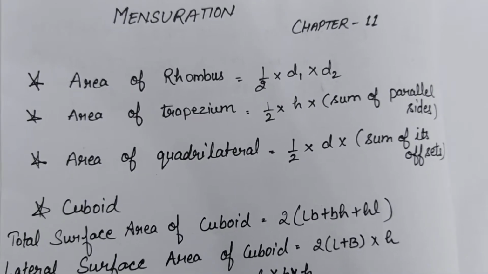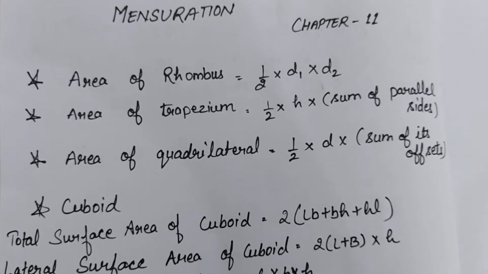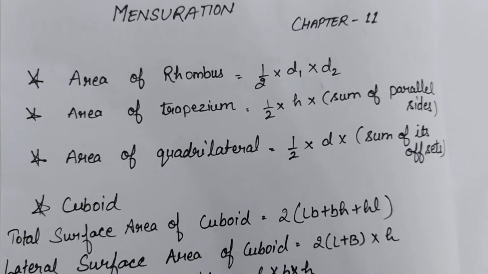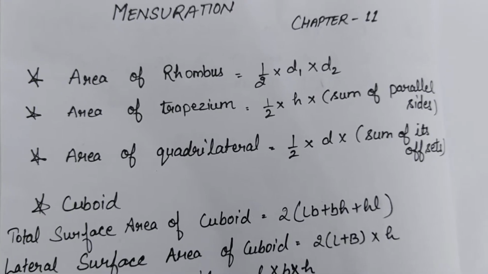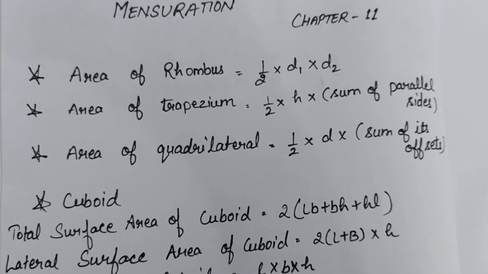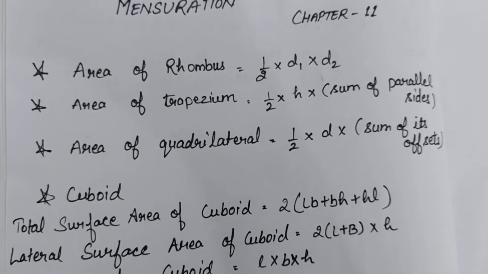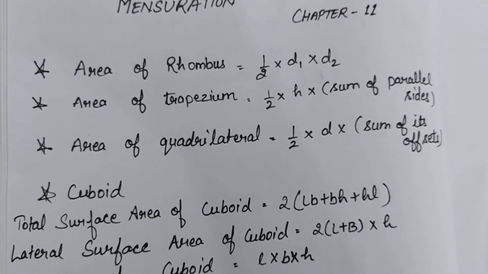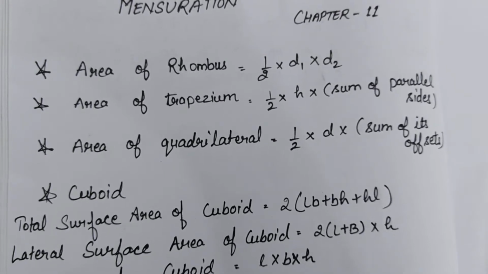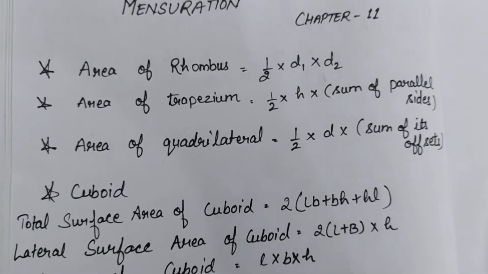Formula number 1 is area of rhombus. Area of rhombus is equal to half into d1 into d2. d1 and d2 are diagonals of the rhombus, diagonal 1 and diagonal 2. Next is area of trapezium. Area of trapezium is equal to half into h, h means height, height into sum of parallel sides.